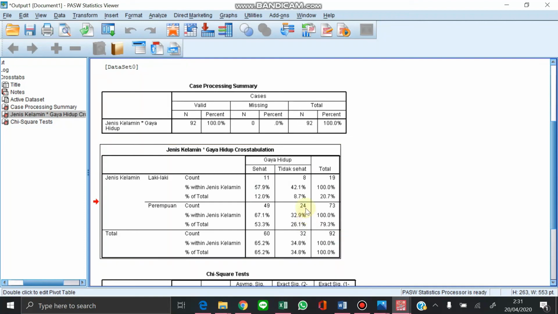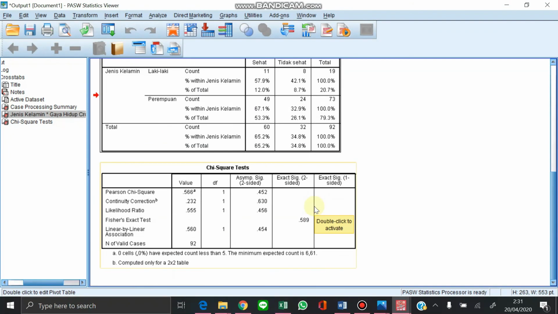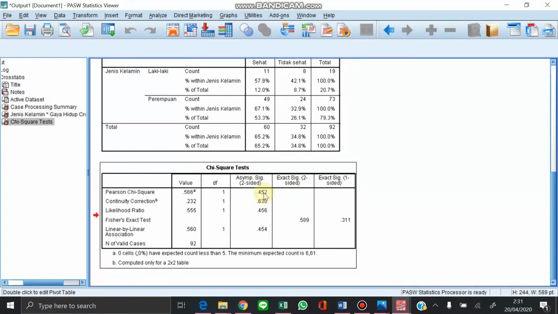Here is the chi-square test. If the value of significance is more than 0.05, there is no significant relation between rows and columns, or between the two observed variables. Otherwise, if the value of significance is smaller than 0.05, there is a significant relation between rows and columns, or between the two observed variables.